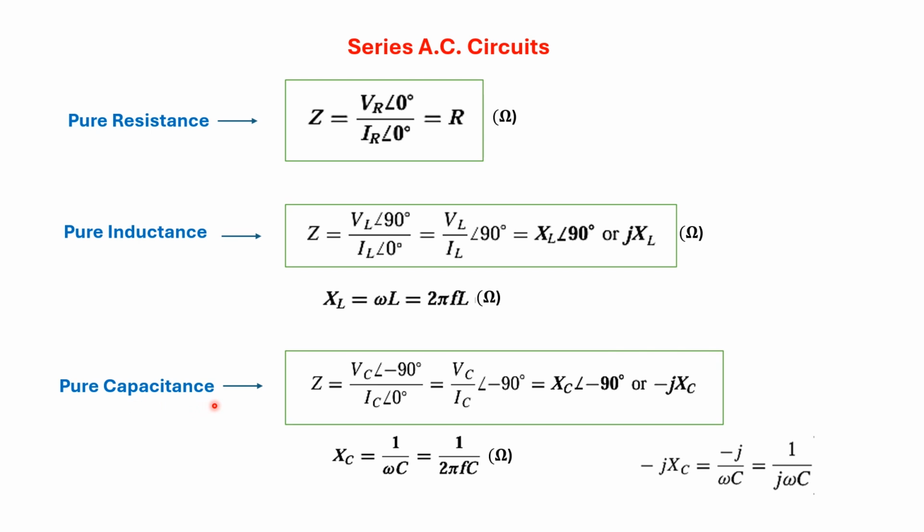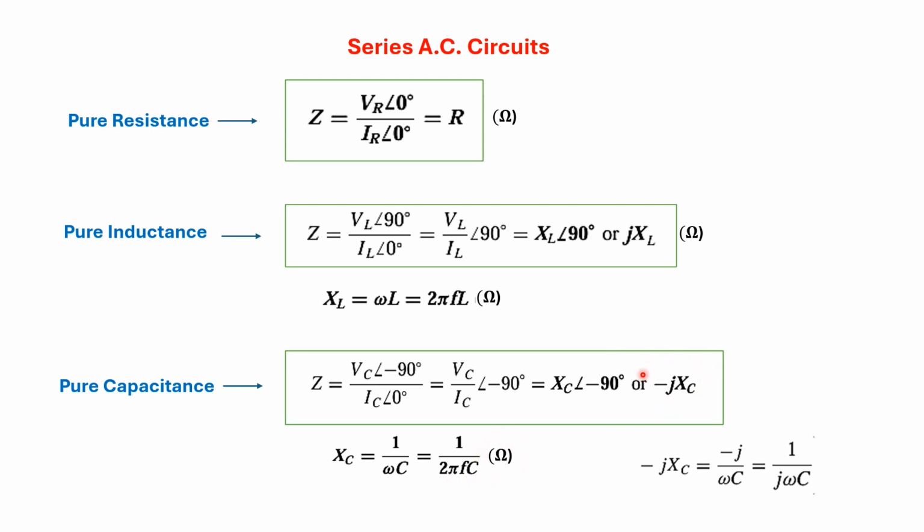For a purely capacitive circuit, the impedance is given as the ratio of the voltage across the capacitor divided by the current flowing through the capacitor, that is VC by IC. For a purely capacitive circuit, the voltage is lagging behind the current by 90 degrees, so we have written here minus 90 degrees. The ratio VC by IC is also known as XC, the capacitive reactance. So XC angle minus 90 degrees can be written in this format as minus jXC. XC is 1 upon omega C, that is 1 upon 2 pi FC. The unit will remain ohms.